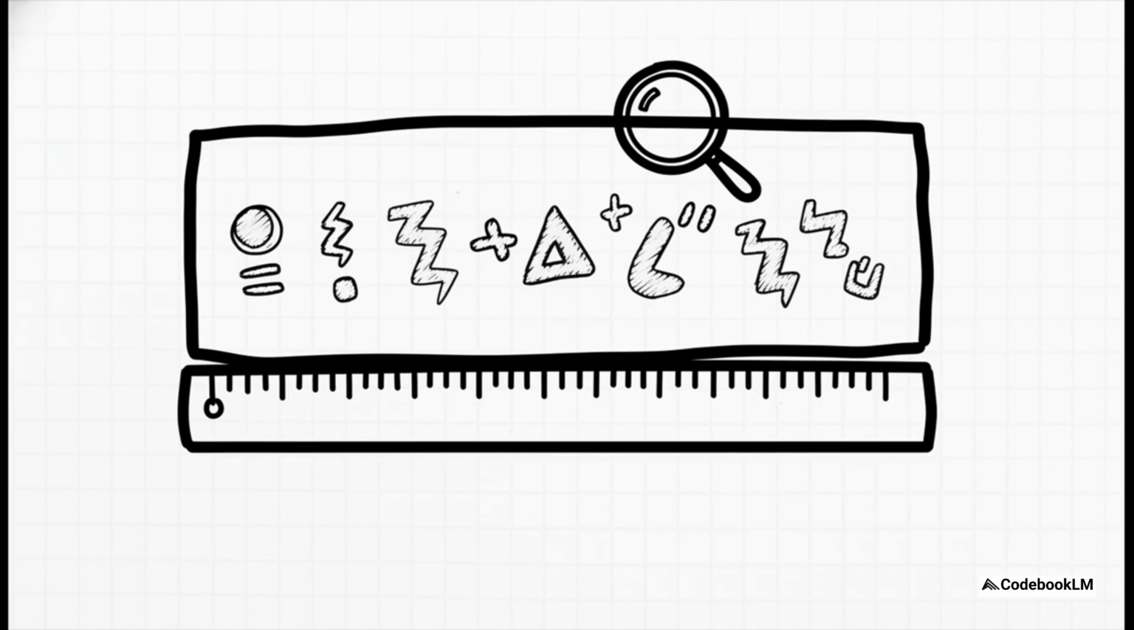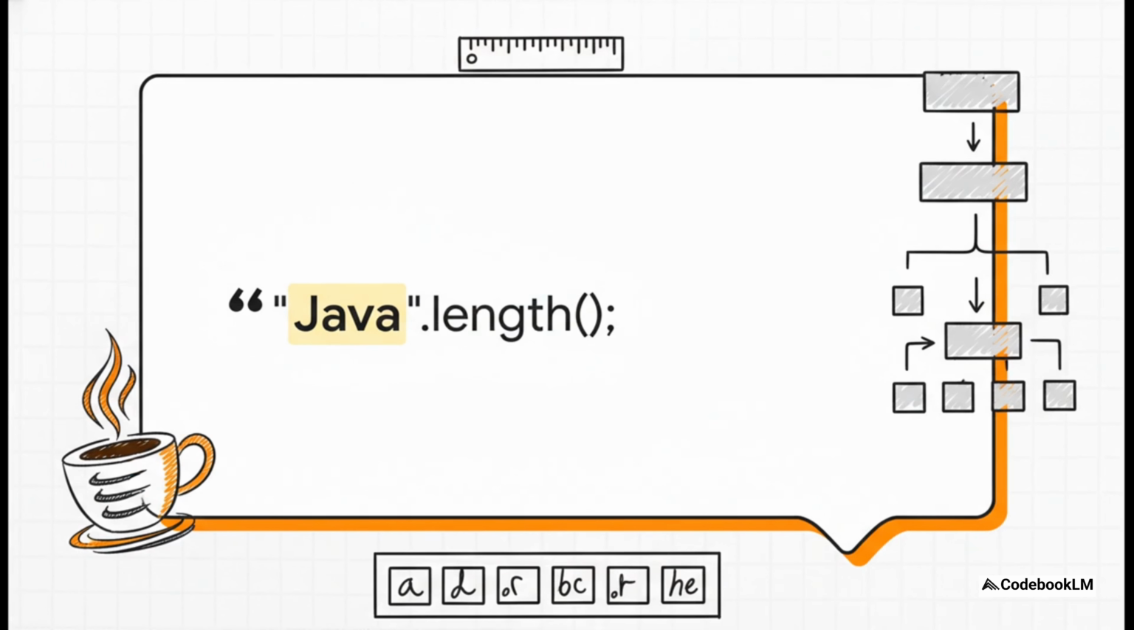First up is a true classic. You have a piece of text, and you just need to know how long it is. How many characters are in there? For that, we have the super simple but incredibly useful .length method. So let's say we take the string Java, and we just call .length on it. What do you think we're going to get back?